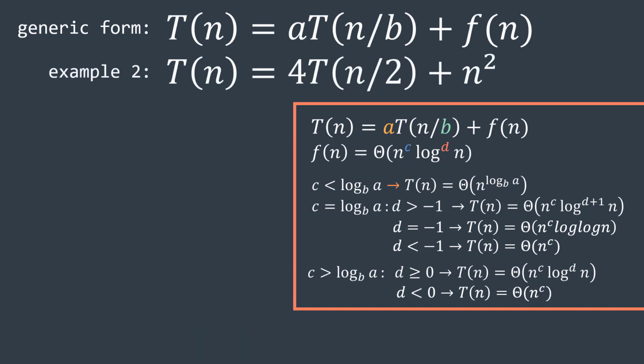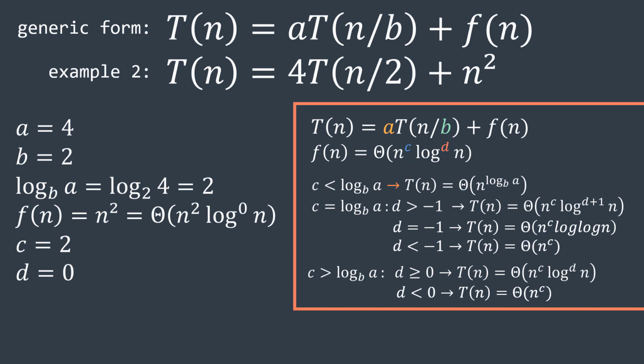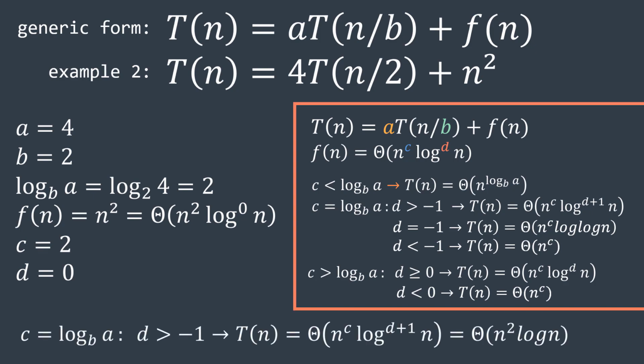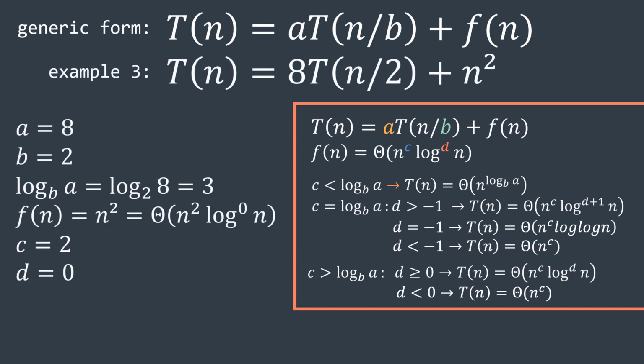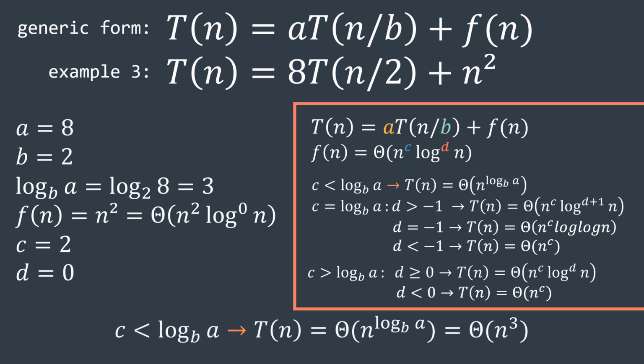Example number 2, a is 4, b is 2, log_b(a) is log_2(4), which is 2, and c is 2. 2 is equal to 2, so we are in the second case. The time complexity is Theta(n^2 log n). Example 3, a is 8, b is 2, log_b(a) is log_2(8), which is 3, and c is 2. 3 is greater than 2, so we are in the first case. The time complexity is Theta(n^3).